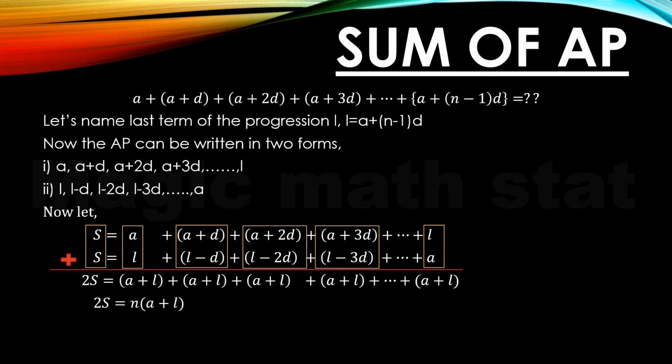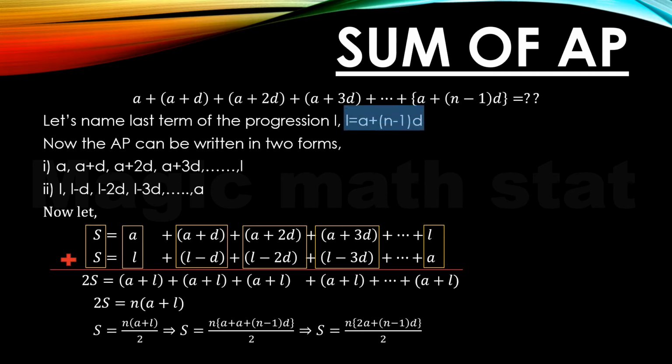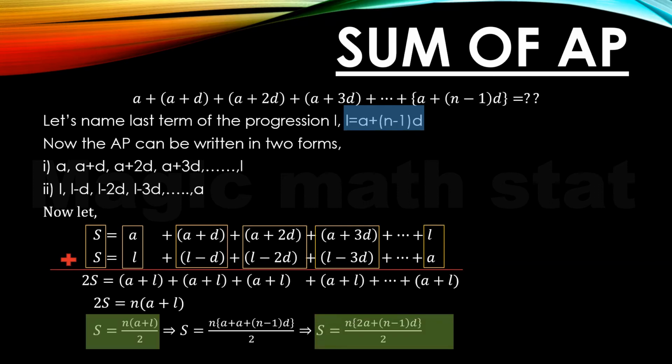So 2S equals n times A plus L, because there were n terms in every sum, so there were n vertical pairs. So it's pretty easy to understand that S equals n times A plus L by 2. Now what I will do is replace L by its true form, which is A plus n minus 1 D. And after simplification, at last you will get S equals n times 2A plus n minus 1 times D divided by 2. Now both the forms in these green squares can be used as formula for sum of AP.